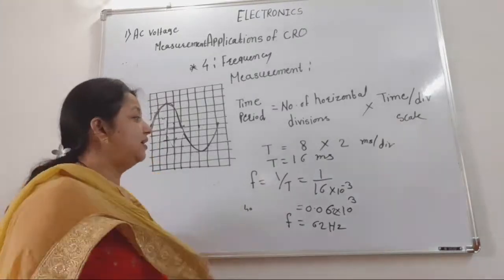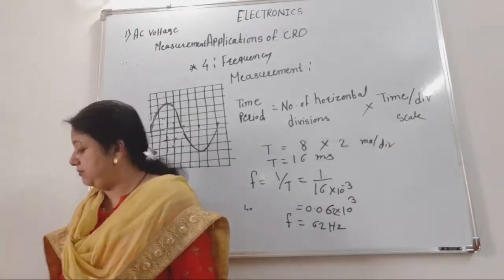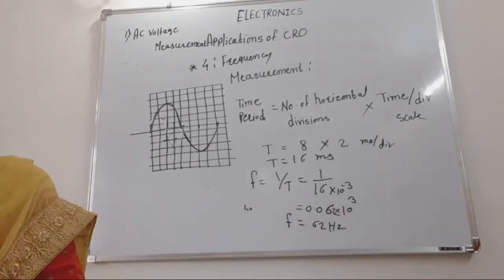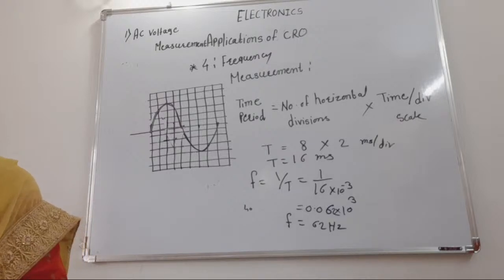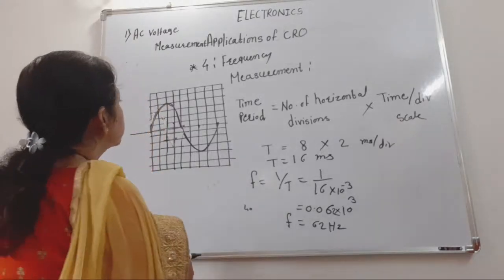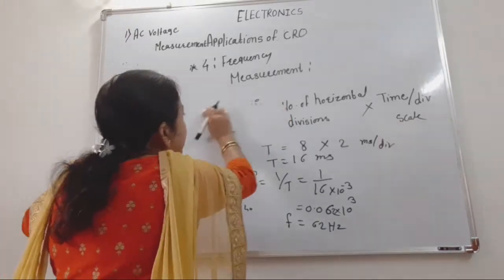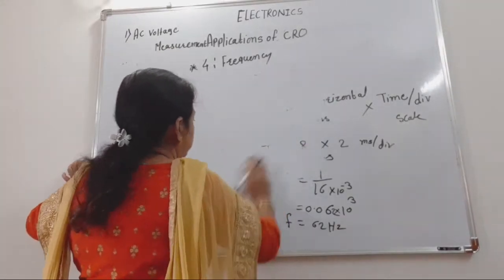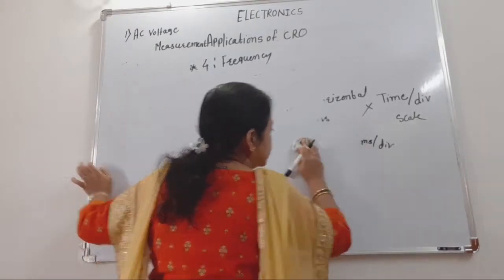Now what about the second method to find out the frequency? See in your textbook, the second method using Lissajous figure. See those diagrams. What is the meaning of Lissajous figure? That is the figures given in your textbook.